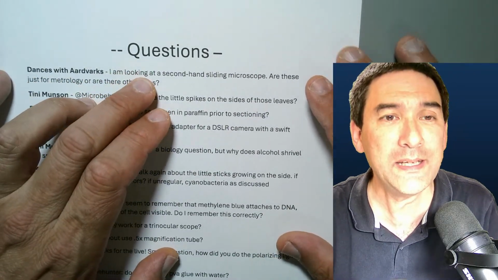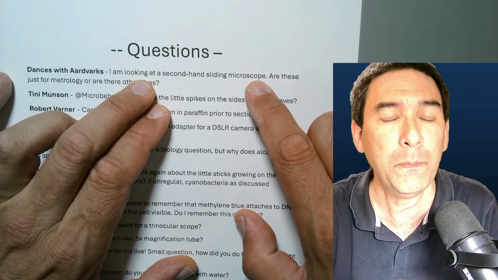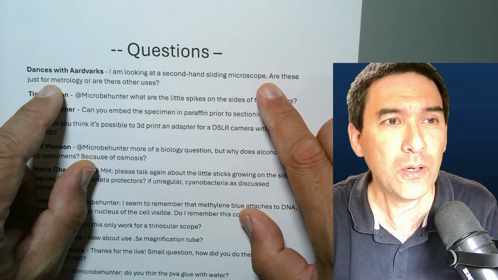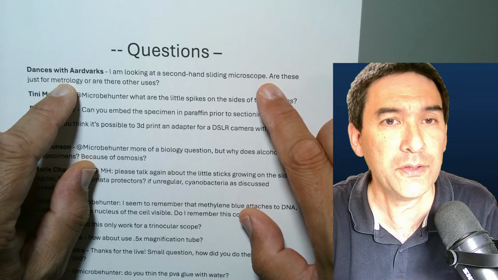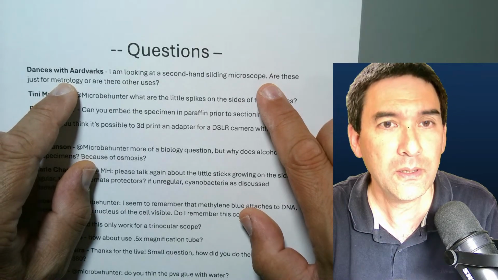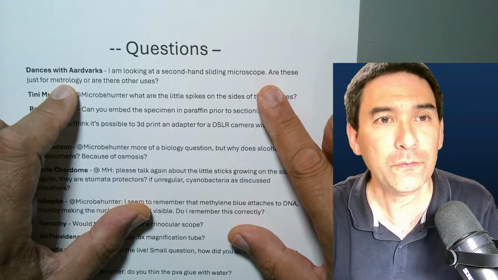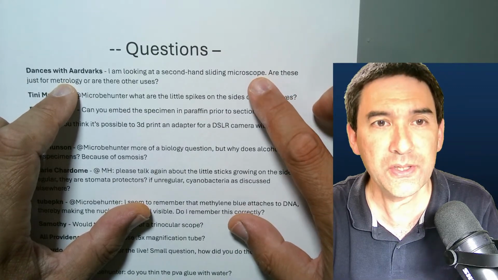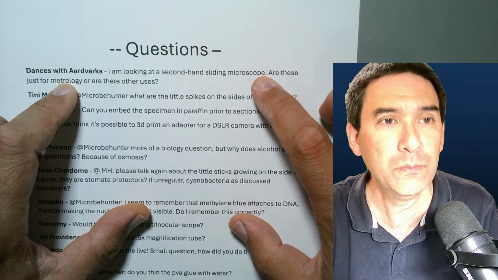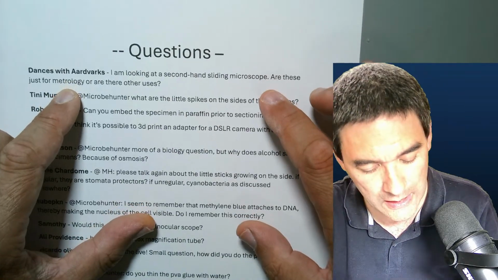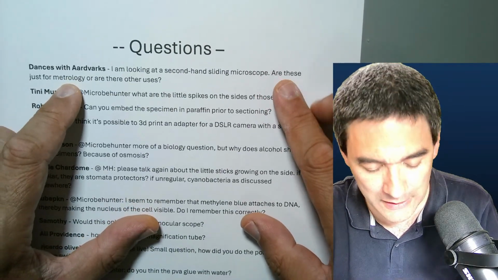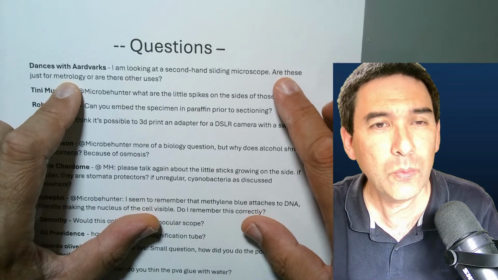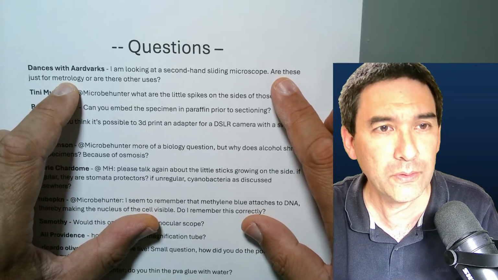I'm looking at a second-hand sliding microscope or microtome. Are these just for meteorology, or are there other uses? I'm a little bit confused right now, because they are so-called sliding microtomes, and meteorology. I have to admit, sorry, I'm not able to answer this question, because you have to be a little more specific. I don't fully understand what you're specifically looking for.